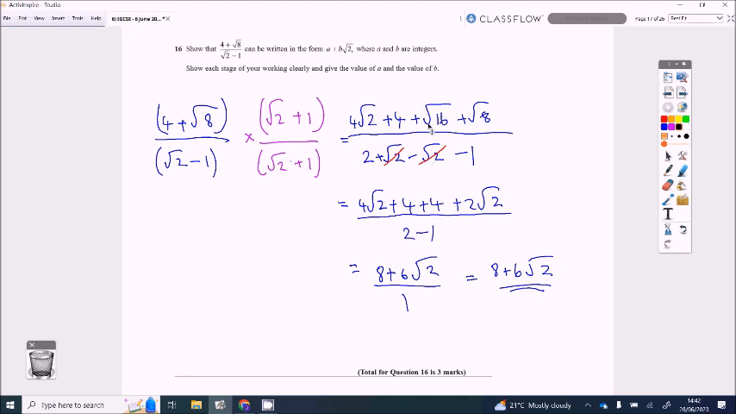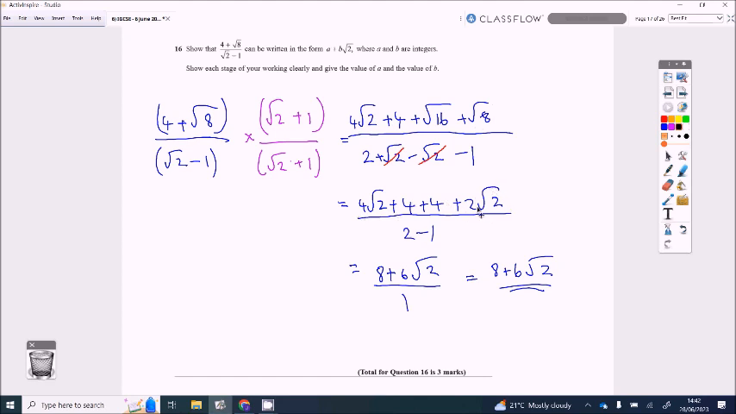Obviously, root 16 is 4. And then I can see that I'm aiming for an answer that's just got root 2's in it. So I've taken this opportunity now to simplify root 8. Now, remember, root 8 is root 4 times root 2. Root 4 is 2, so that's 2 root 2. So make sure you're comfortable that root 8 is 2 root 2.